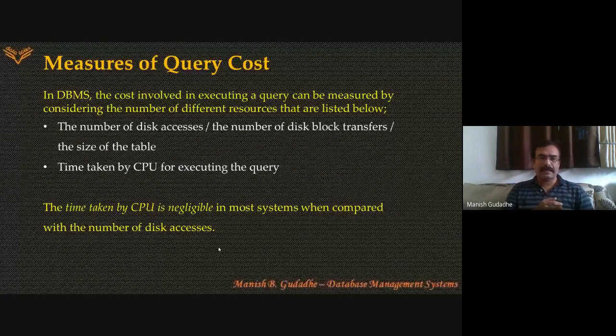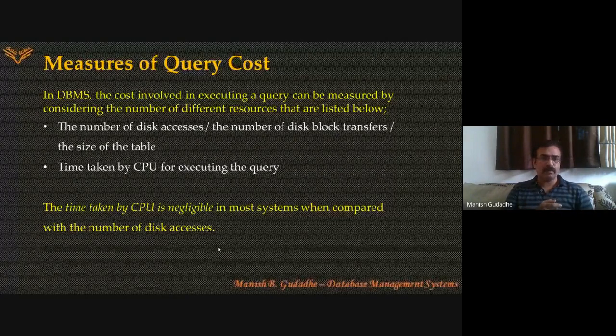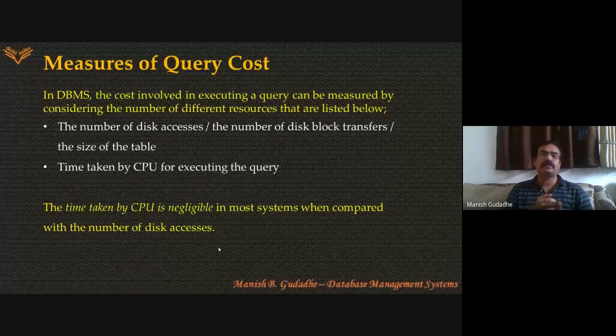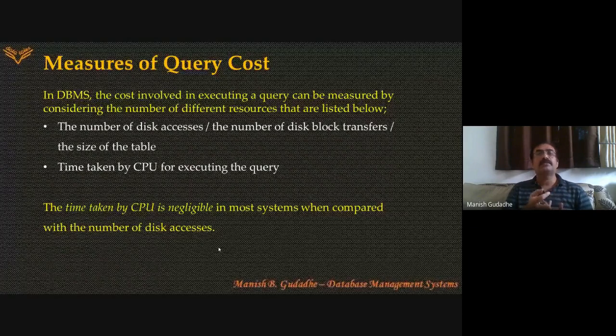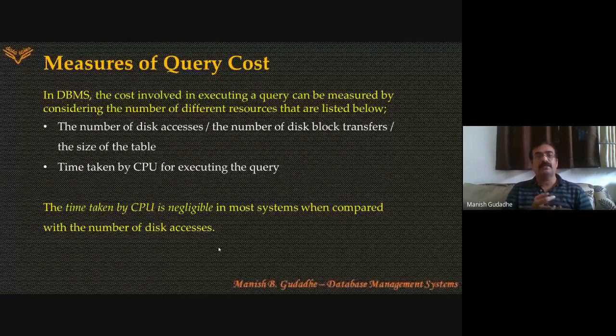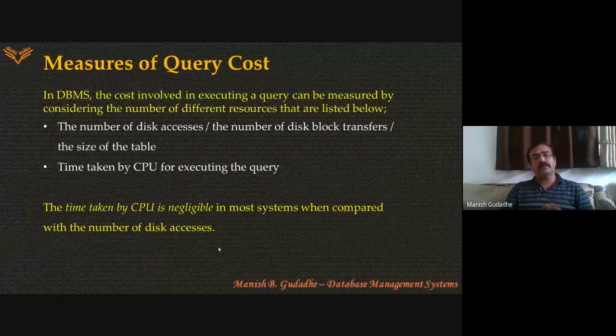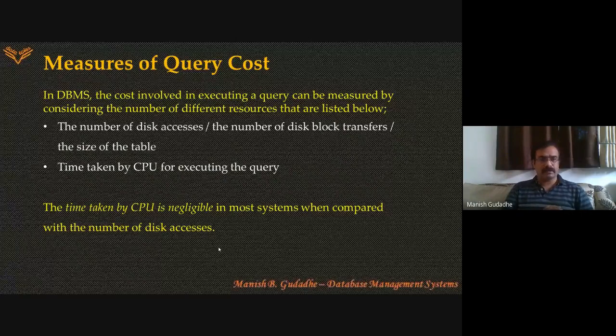If you are accessing more, it means more number of disk accesses, more consumption of CPU time. More number of disk block transfers means more transaction time as well as network time consumption. And the bigger the size of the table, the more buffer is consumed. Okay, and then the time taken by the CPU for executing the query.